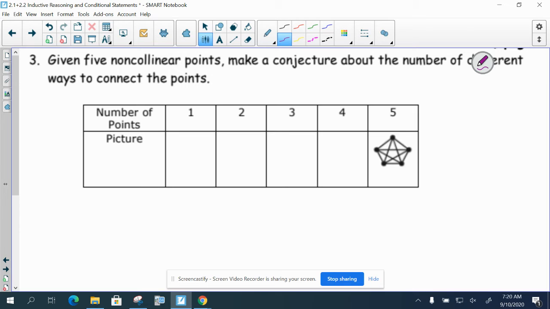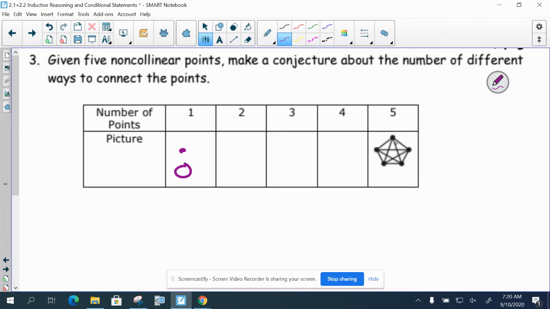Given 5 non-collinear points, make a conjecture about the number of different ways to connect the points. So let's say you have 1 point. How many different ways are there to connect the points? Well, if there's only 1 point, then there are 0 ways to connect the points. Let's look at if there are 5 points, because they give us this example. So how many different ways are there to connect the points?